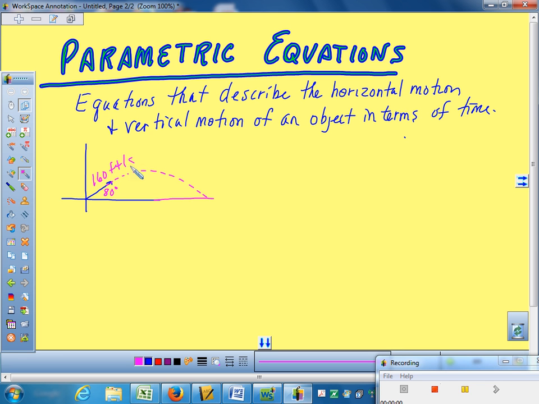What we have to do is figure out an equation that tells me how far over it is horizontally at time t and how high up it is at any moment in time. We break it down with parametrics. We break it into two parts.